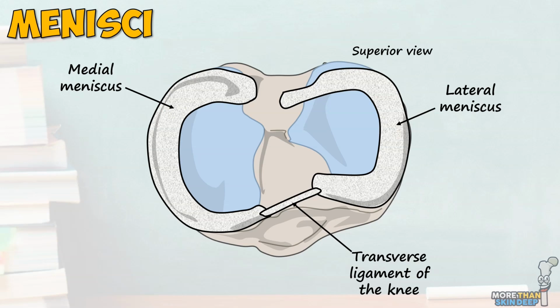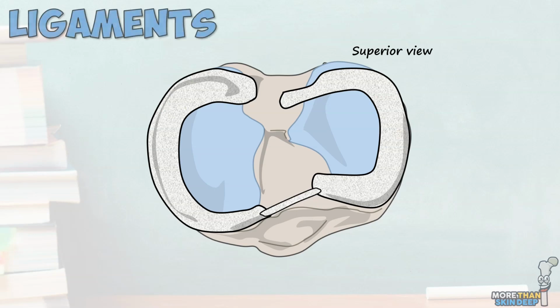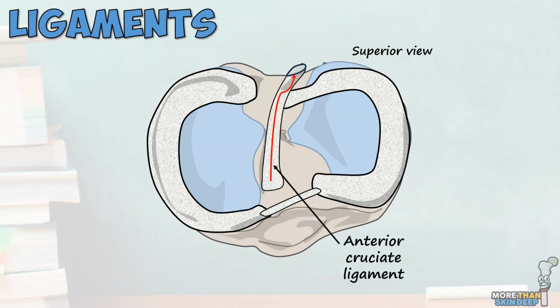The next group of structures adding stability to the knee joint are its various ligaments. The most famous of these are the cruciate ligaments, one anterior and one posterior. These are also best viewed by looking at the tibial plateau from above. These ligaments sit inside the knee joint and are named based on their relationship to the tibia. The anterior cruciate ligament comes from the anterior part of the intercondylar eminence of the tibia and attaches to the posterior lateral femoral condyle. And the posterior cruciate ligament goes from the posterior intercondylar eminence to the medial condyle of the femur.